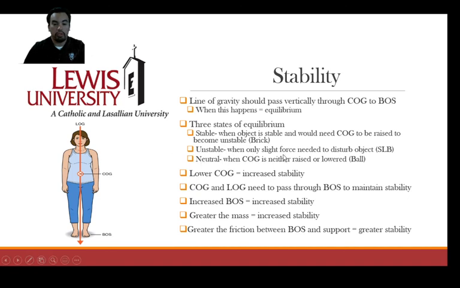Unstable is when only a slight force is needed to disturb the object. So like a single leg balance. I'm still stable, but if I get out of whack or I come and push you, it throws you off balance. And then neutral is when the center of gravity is neither raised nor lowered, and it's like a ball. A ball just rolls because the center of gravity stays in the center and it just rolls.